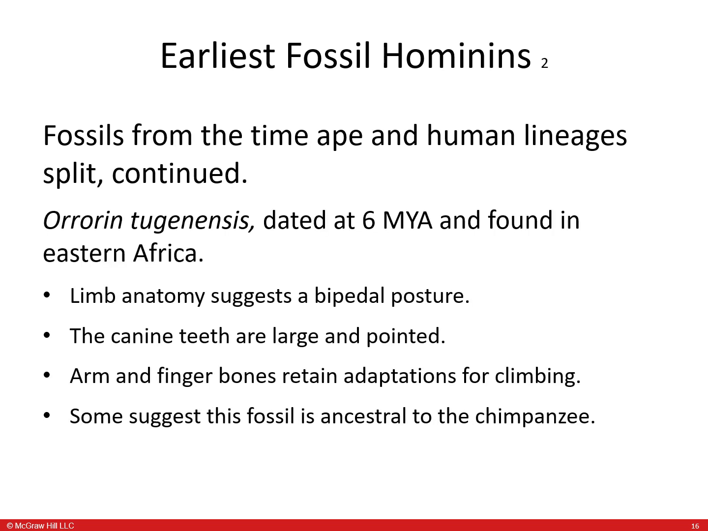Orrorin tugenensis is dated at 6 million years ago and found in Eastern Africa. The anatomy suggests a bipedal posture. The canine teeth are large and pointed. Arm and finger bones retain adaptations for climbing. Some suggest that this fossil is an ancestor to the chimpanzees.